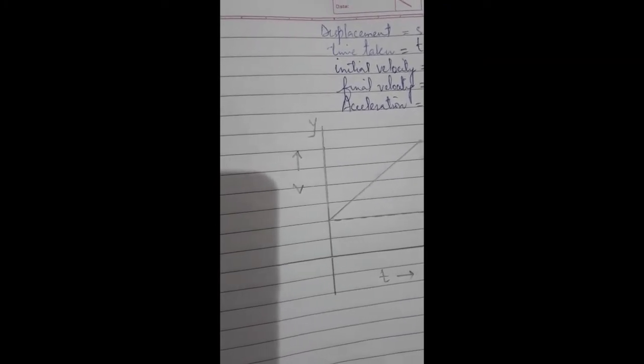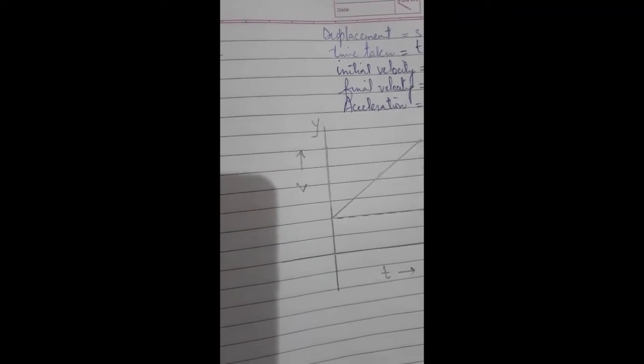So, equations of motion are a set of three equations which establish a relationship between displacement, which is denoted by S, time taken denoted by T, initial velocity denoted by U, final velocity that's represented by V, and acceleration that is represented by A. So these are some of the quantities which are linked to each other by these set of equations. Now, what are these equations? They are also known as kinematic equations of motion.